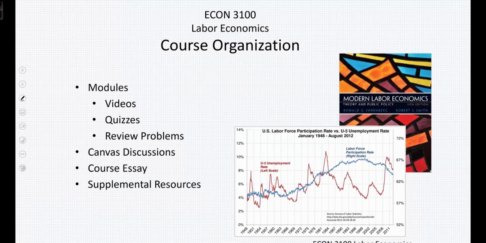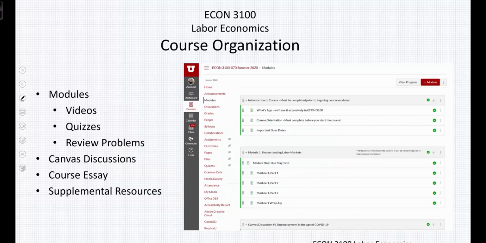Well, the course is organized into modules with videos, quizzes, review problems, with Canvas discussions, and with course essays, and then supplemental resources. So let's take a look at how some of this looks. By the way, before we go there, this book, Modern Labor Economics, is the book that I have patterned this course after. You're welcome to purchase it. Those of you that are economists, maybe you should purchase it. It's an extraordinary resource. But the rest of us, we don't need to buy this book. You'll find that I've got all the information from it that we need in the course.